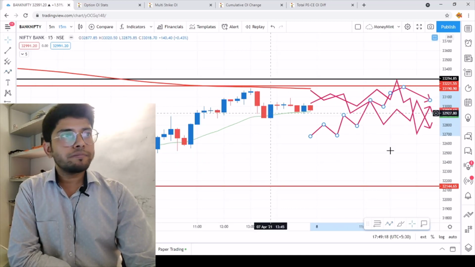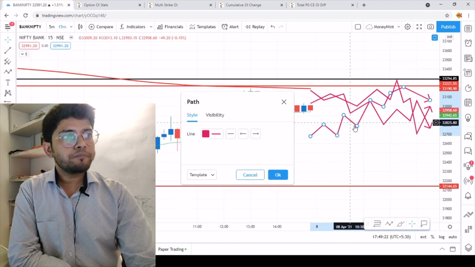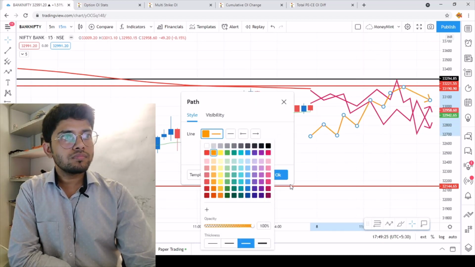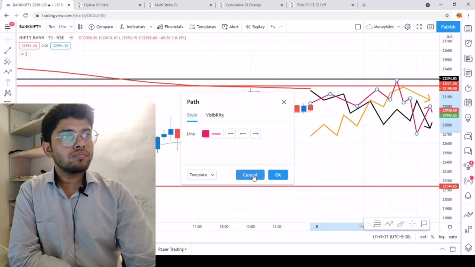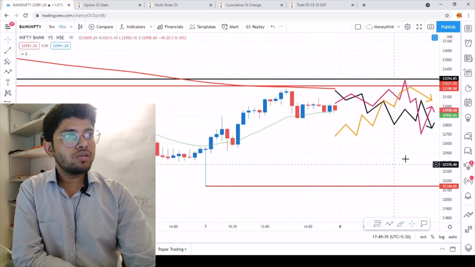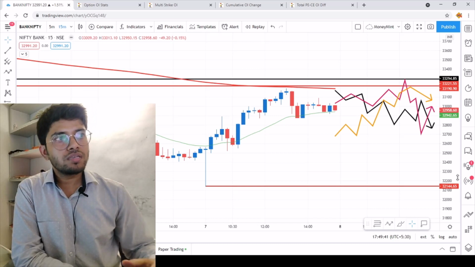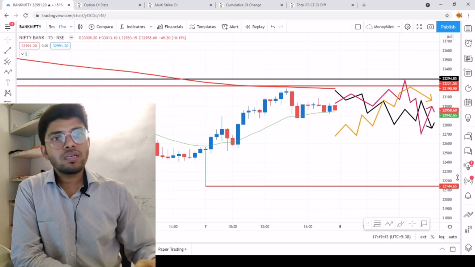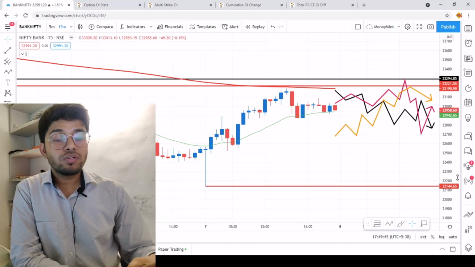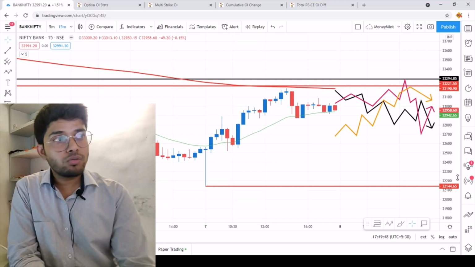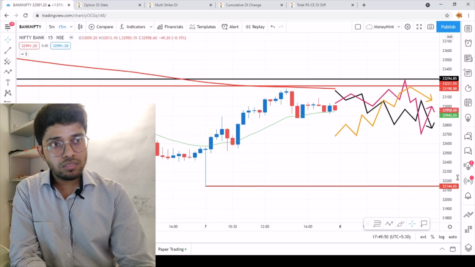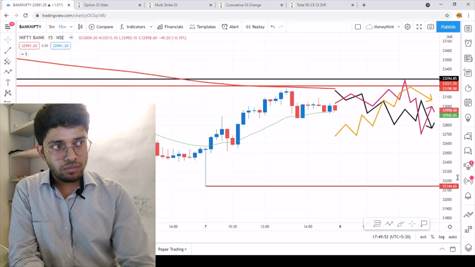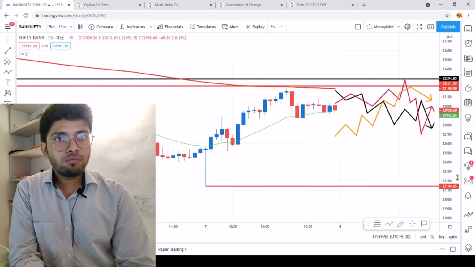Let me clearly segregate the colors of these. So I've changed the color. You can see that the three possibilities are depicted by these points. I hope you plan your trade for tomorrow, and you can plan to sell 33,300 calls, and on the lower side you can plan to sell 32,200 puts. So that would be the idea for the expiry range.